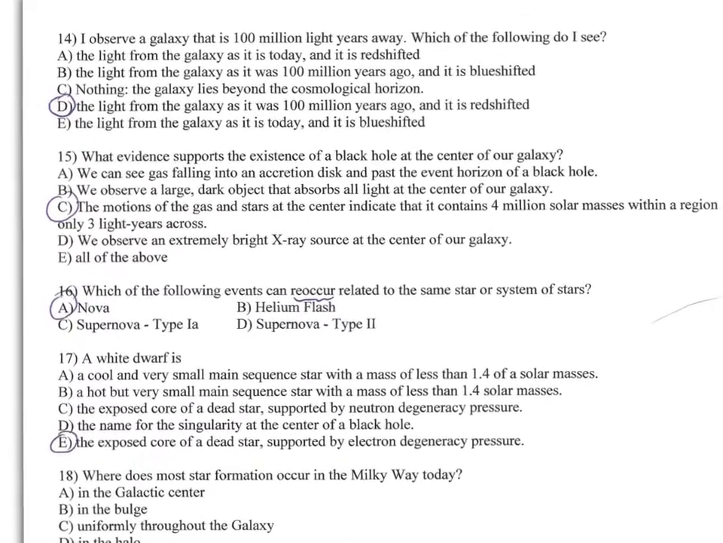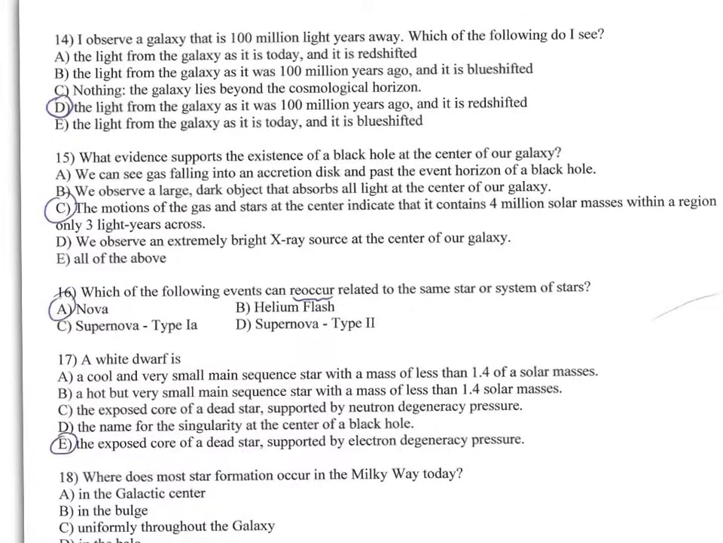Question 14, if you observe a galaxy that's 100 million light years away, the best answer there is D, that you will see that light as it was 100 million years ago, and it will be redshifted. D is the best answer for 14.